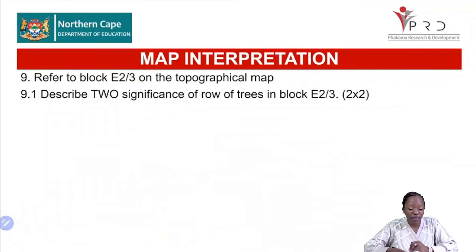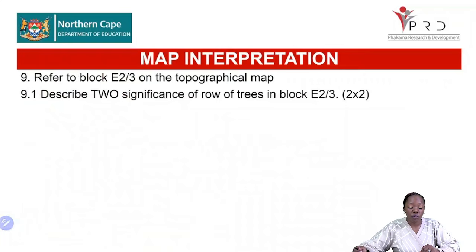Then we're looking at our number 9. Our number 9 is saying refer to block E2 as well as E3 on the topographical map. So again, we are looking at E2 as well as your E3. So what are we doing there? You describe the two significances of the row of trees in block E2 as well as E3. As you can see there, in between the two blocks, there is evidence of the row of trees.